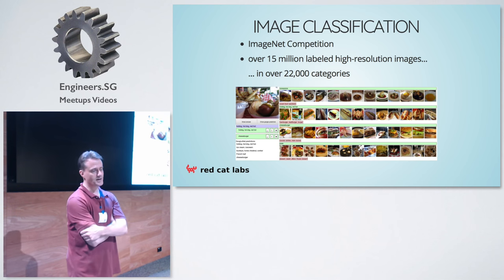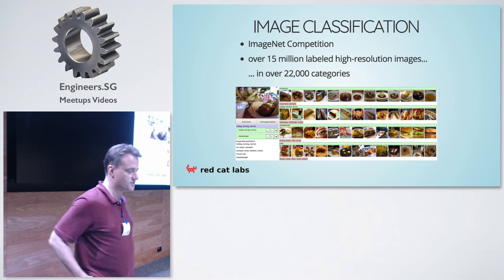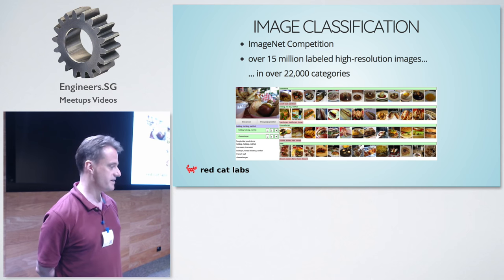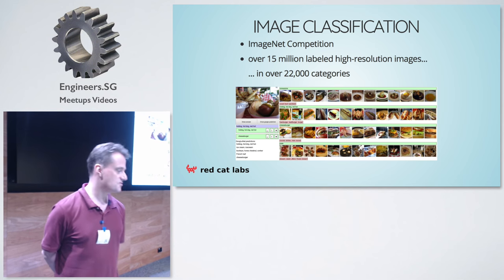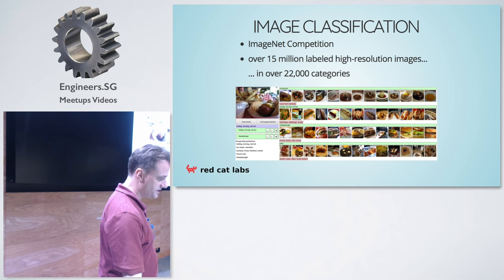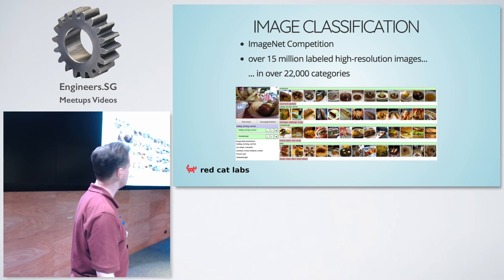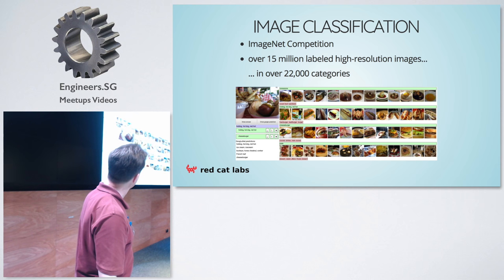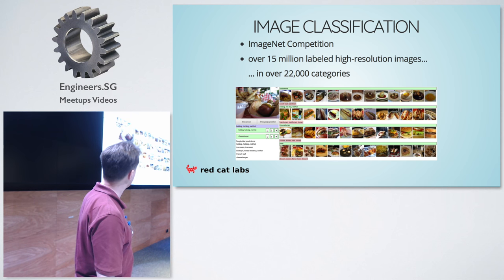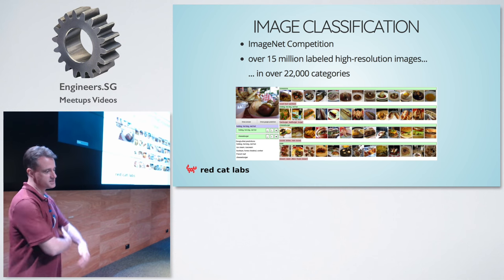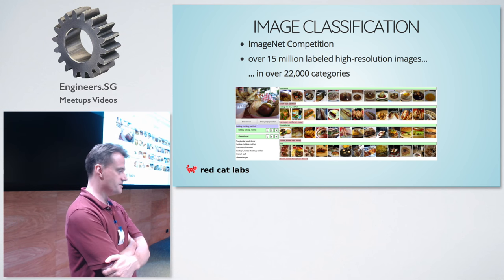So one of the things which has been powering the deep learning field forwards is an image classification task called ImageNet. This has been a competition where they have 15 million labeled images from 22,000 categories, and you can see some of them here. This is a picture of a hot dog in a bun. Here are some of the categories: hot dogs, lots of different pictures of cheeseburgers, lots of different pictures of plates.